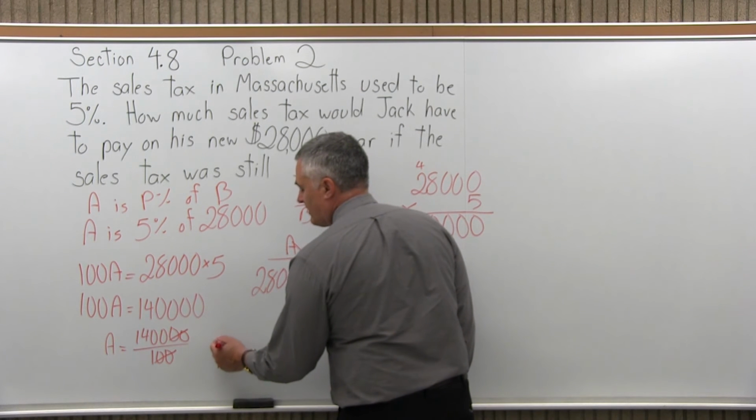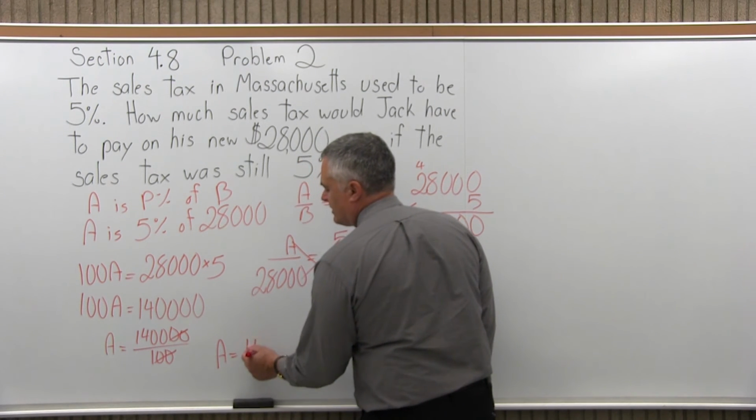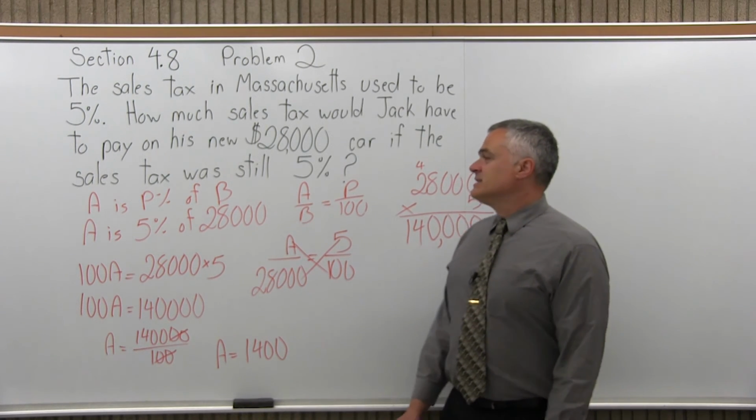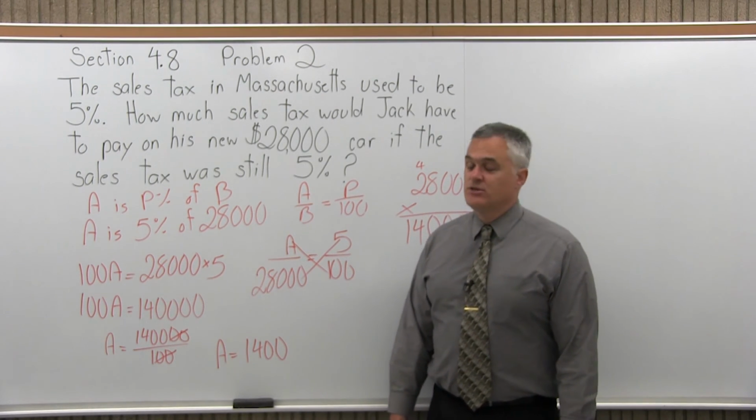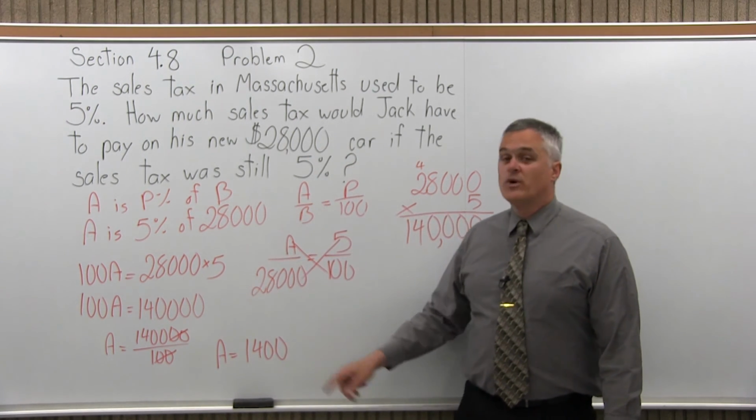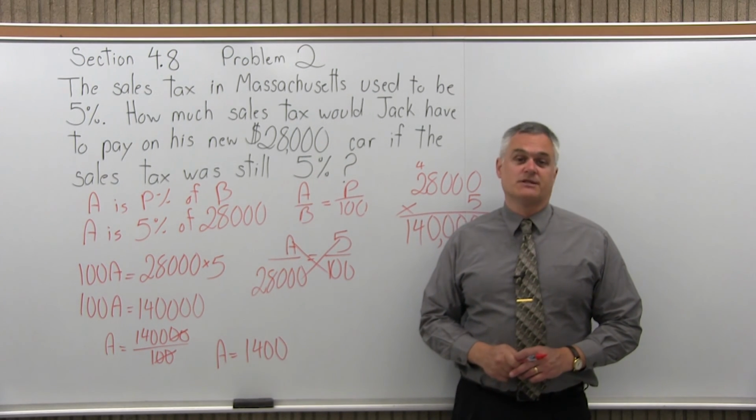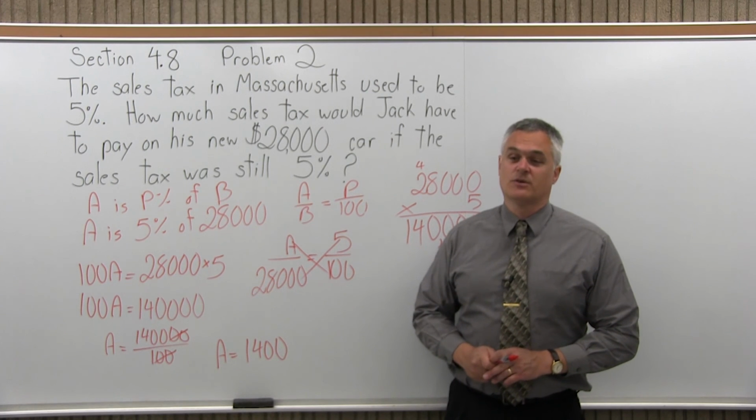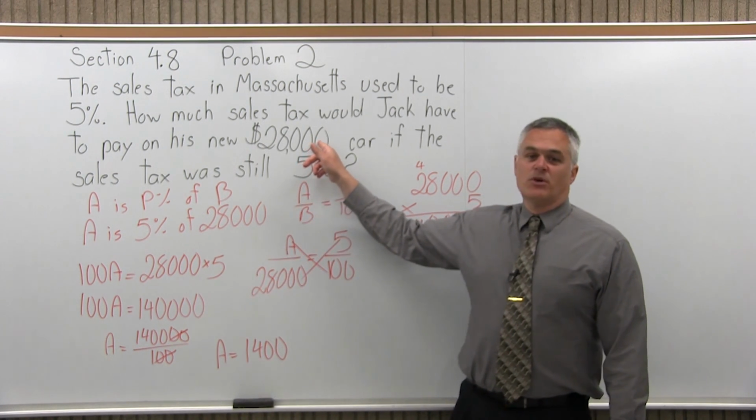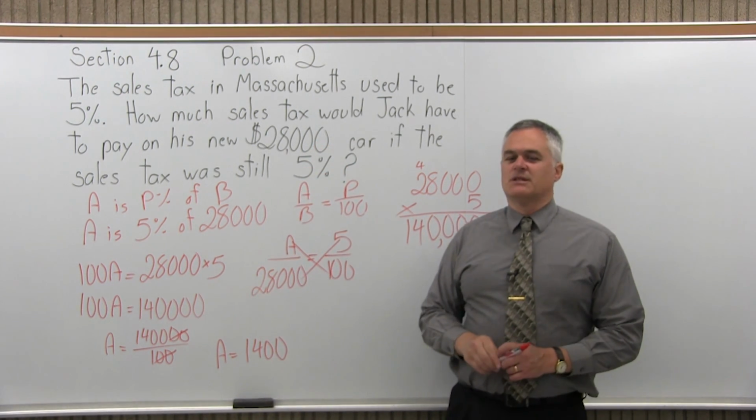So my final answer is A is 1400, which means that if the sales tax was still 5% in Massachusetts, the way it used to be, the sales tax on that new car would have been $1,400 instead of $1,750, the way it was at the end of question 1. So that's less, but that's on a very big purchase. For most things, the difference isn't that big a deal.